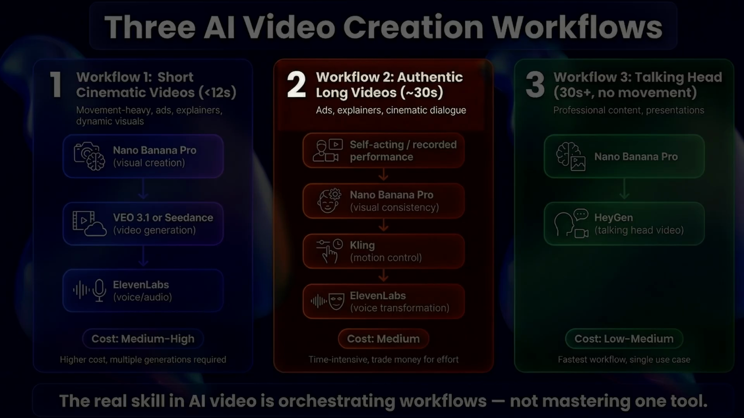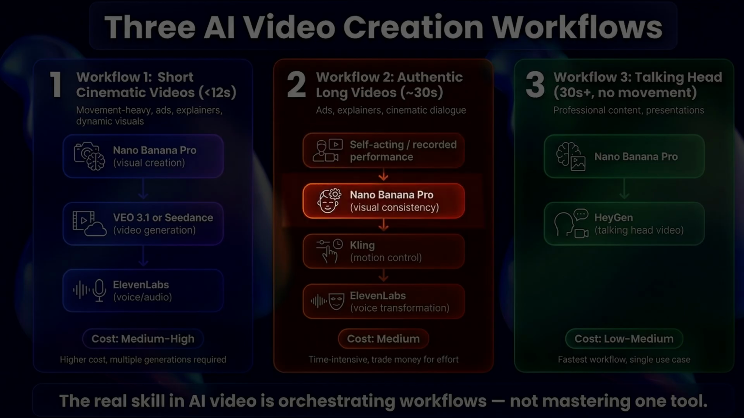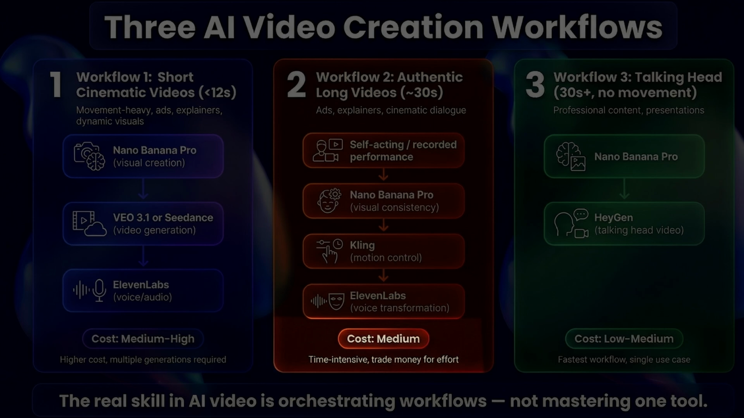So it's going to be especially for ads or explainer videos, but also cinematic dialogues. Here you will have to do the acting yourself, then use a character created with Nano Banana, then use Kling Motion to generate the video, and 11 Labs for the voice. The cost I would say is medium. The tools themselves aren't the most expensive, but it requires your time to do the voice acting, so you're kind of like trading money for effort.